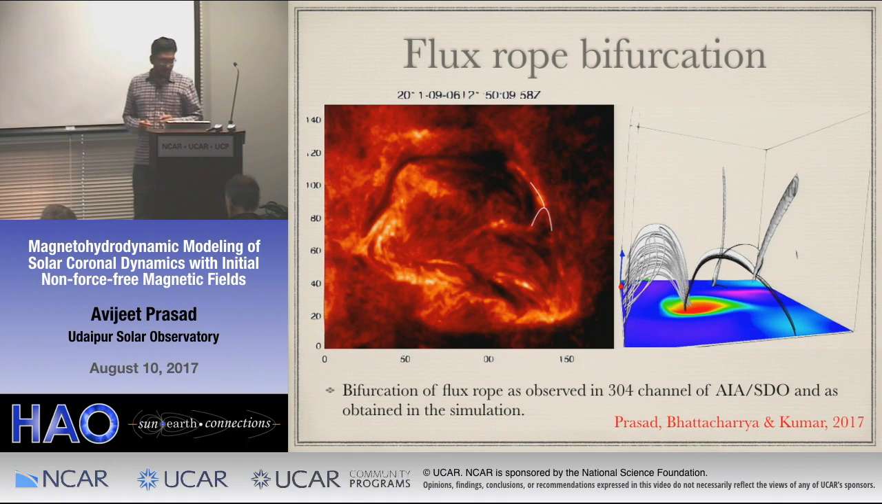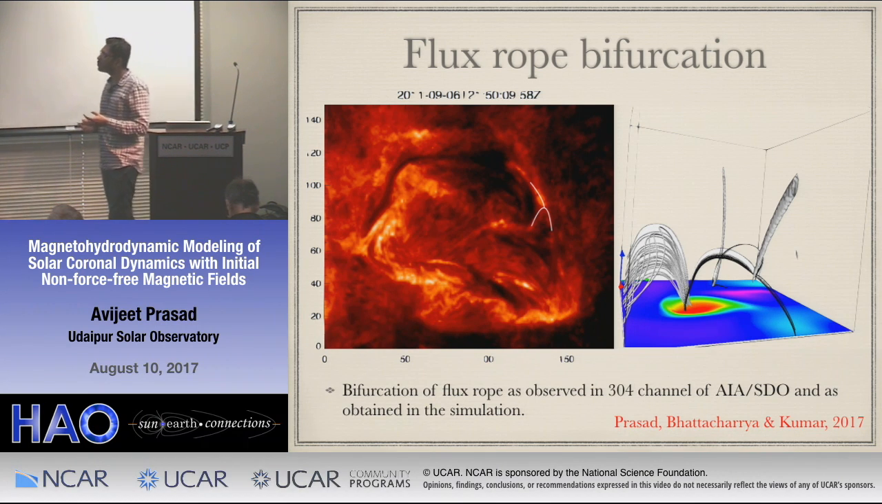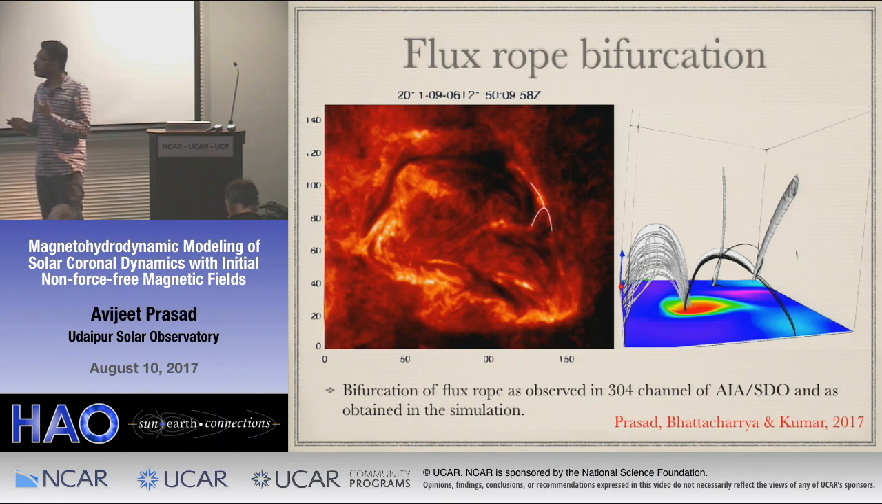Also, a similar bifurcation of the flux rope for the same active region was observed in the 304 angstrom channel of AIA, so we were reasonably able to fit this in our simulation. This gives some credibility to using an analytical non-force free field for simulating such active regions.